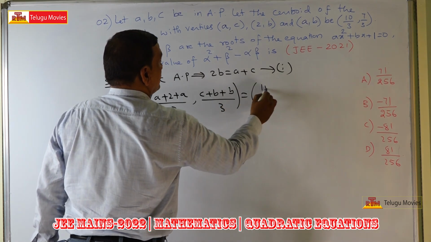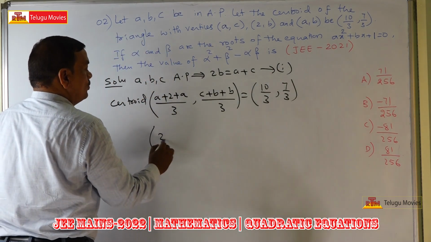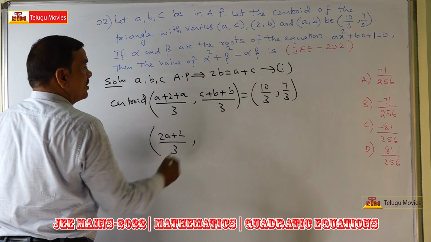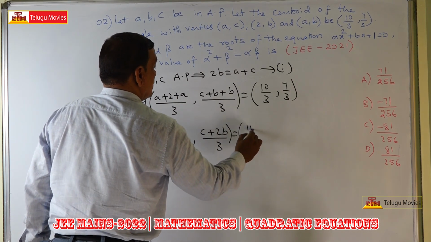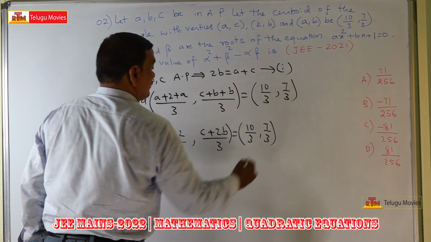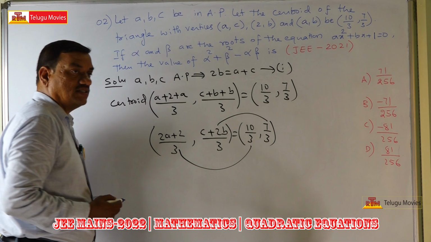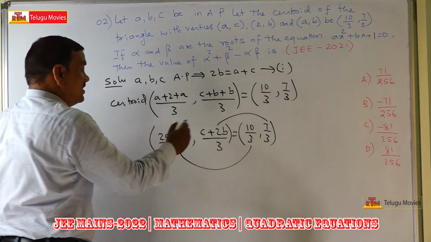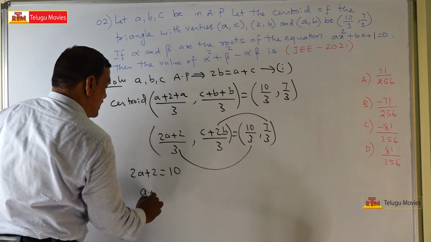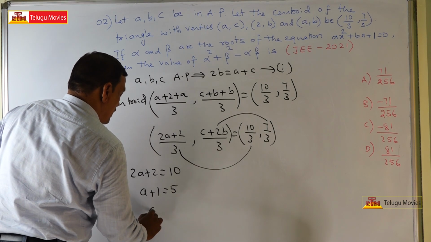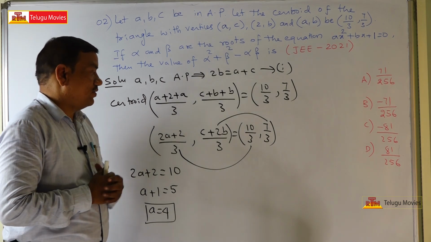This is given as (10/3, 7/3). So this is equal to ((2a plus 2)/3, (c plus 2b)/3), which is given as (10/3, 7/3). Now, equating the corresponding coordinates, the 3 will get cancelled. So 2a plus 2 is equal to 10, a plus 1 is equal to 5, a is equal to 4. So we got the value of a.